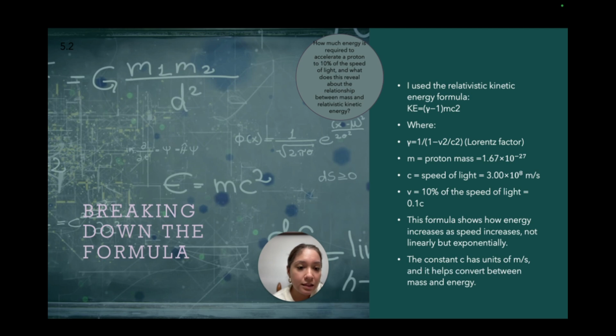and gamma, that symbol, is a number that adjusts based on how fast something is moving. It gets larger the closer the object gets to the speed of light. I found gamma using the equation that we're seeing on here. For my case, since the proton is moving at 10% of the speed of light, gamma comes out to about 1.005. This formula tells me how much energy is needed to move something small like a proton at speeds where normal physics formulas don't work as well anymore.